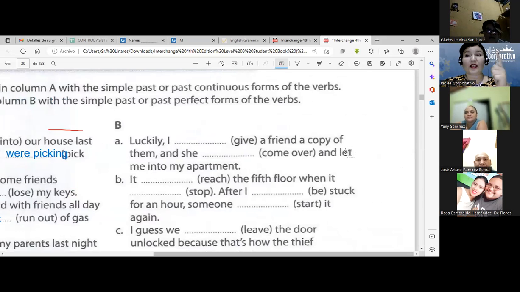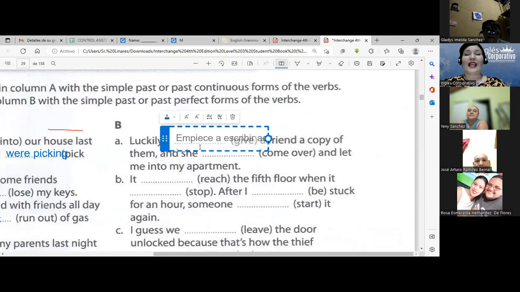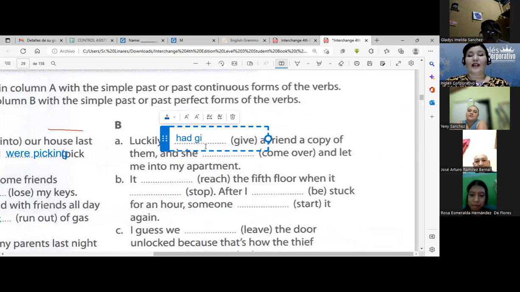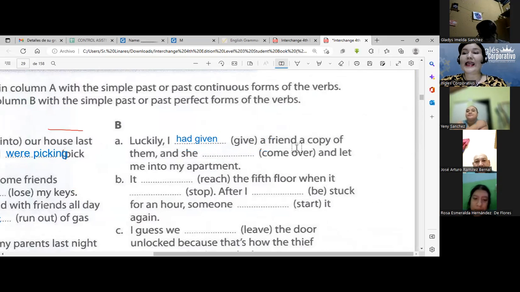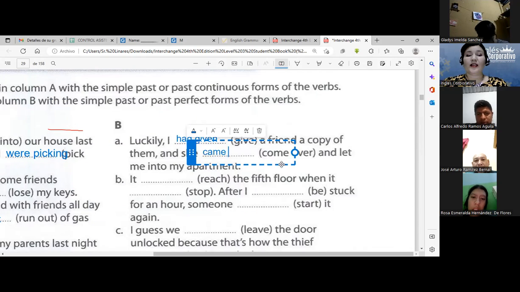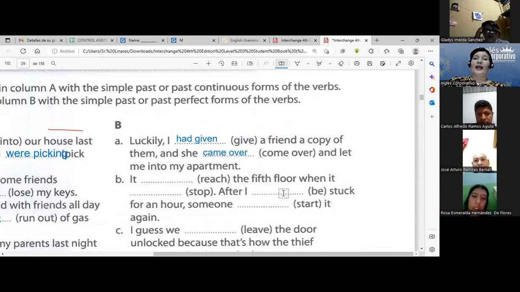For the forms of past perfect, you say had and the verb in the past participle form. So in this case, you cannot say I have gave because gave is the past tense. What is the past perfect form of give? So you say I had given a friend a copy of them and she, what will we use here? She came over, right? She came over and let me into my apartment, right? Por suerte, yo le había dado una copia a uno de mis amigos. Y ella vino y me dejó entrar a mi apartamento.